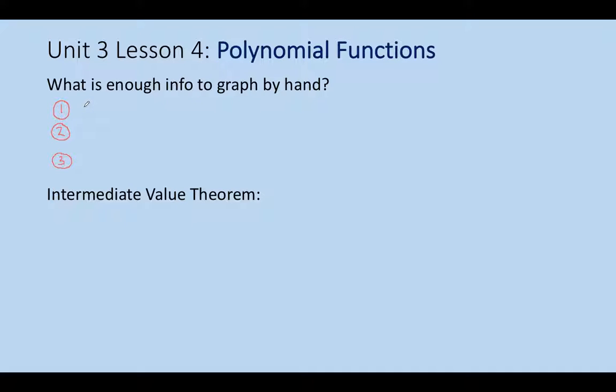Step number 1, you're going to want to find your x-intercepts. Okay. How do we find the x-intercepts? Well, that was what we basically just did in lesson 3. You're going to find all of the factors using the rational roots theorem and all that, and solve. Okay, and that is going to give you all of your x-intercepts, and those will be very key pieces as we do this.